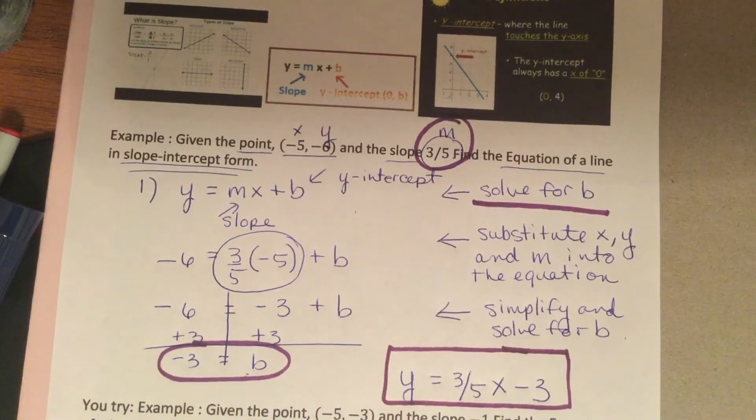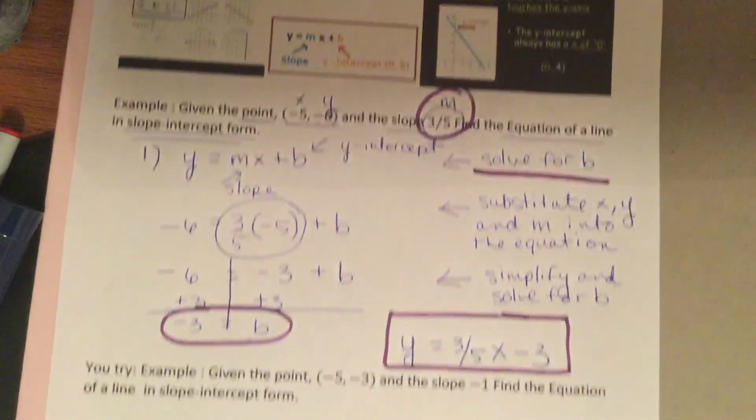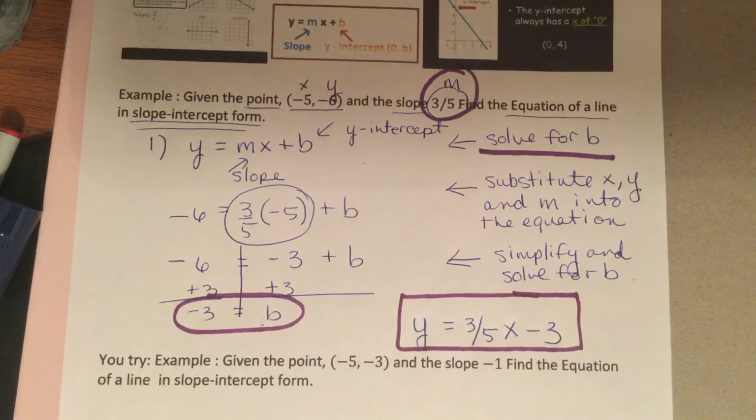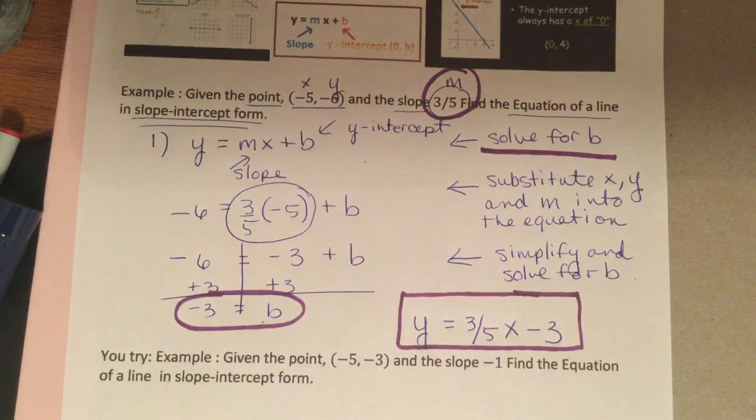What I would like you to do now is, I hope you were taking notes, because you are about to do the same thing, but you are going to be given the point -5, -3, and the slope -1. And you're going to find that equation in slope-intercept form. So these are your notes. I know you can do it. So let's get to it and let's try. Put those thinking caps on.